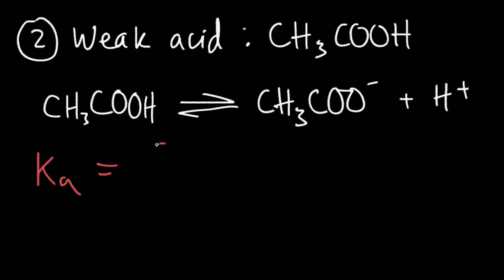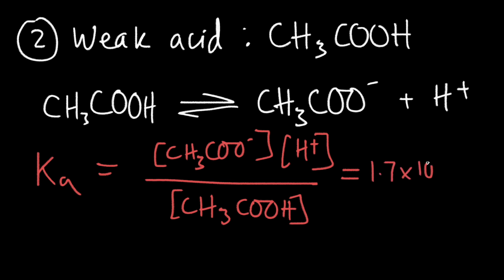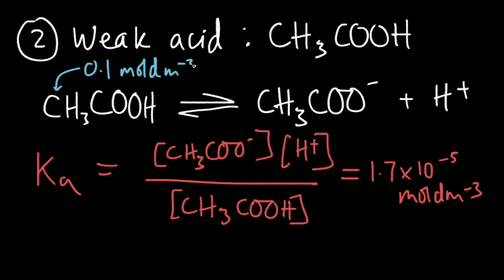In this case, we're going to have the concentrations of our products over the concentrations of our reactants, like this. And let's say we get given the Ka value for ethanoic acid, which is 1.7 times 10 to the minus 5, and the units would be moles per decimeter cubed. And let's say we get given the concentration of ethanoic acid, and that is going to be 0.1 moles per decimeter cubed.